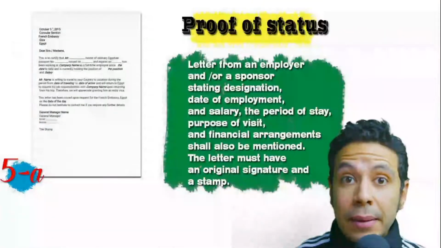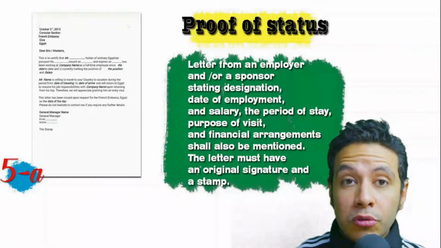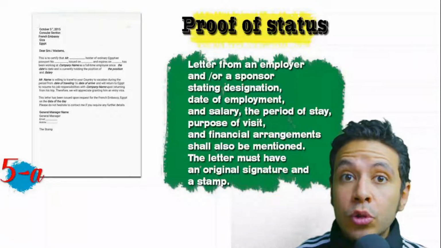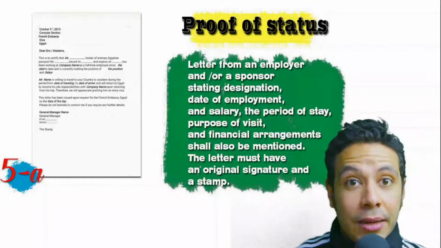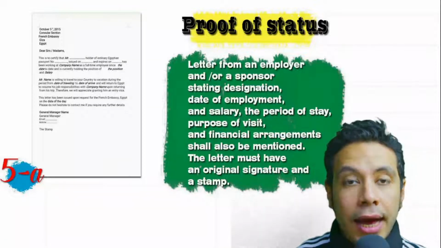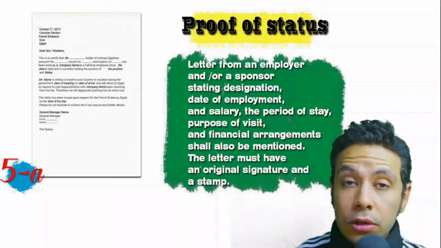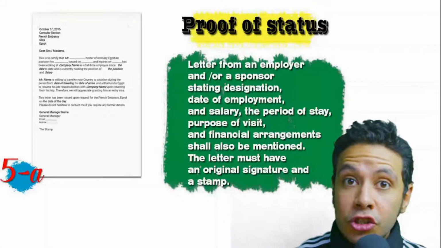In most visa application processes you will be required to provide a proof of status. For example, if you are an employee, you will have to provide a letter from your employer or from your HR department mentioning your name, your work details, and your salary. Both the address and contact numbers should also be mentioned in that letter. And all letters must have an original signature and a stamp.